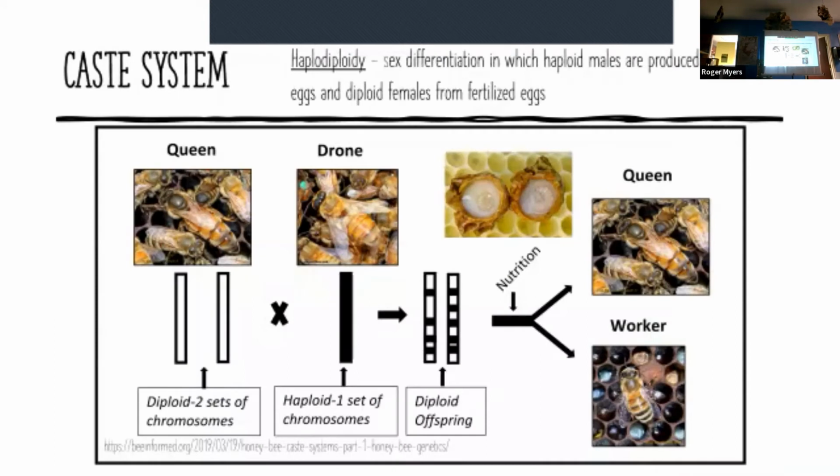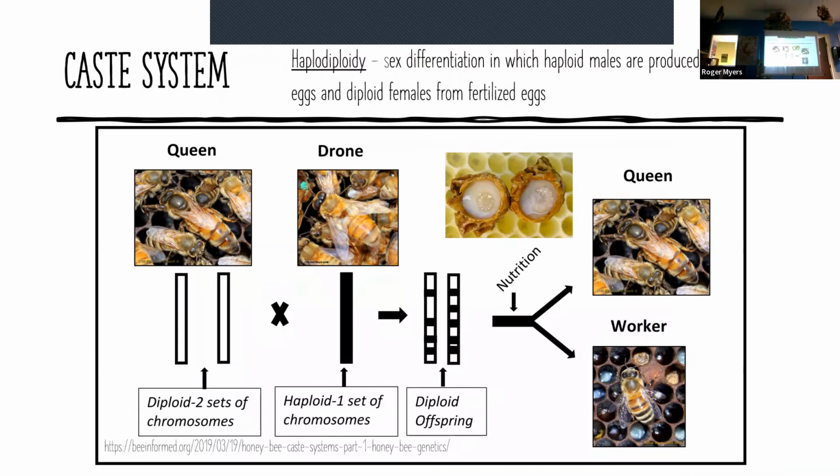Okay, so you all probably know that there are different types of bees in your hive, right? You have a caste system. You have a queen bee, you have drones, and you have workers. Now, this is probably one of the coolest aspects of bee biology, in my opinion. The difference between a female and a male bee is the number of chromosomes that they have.